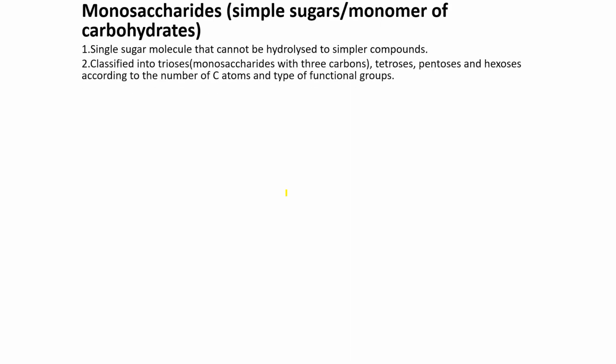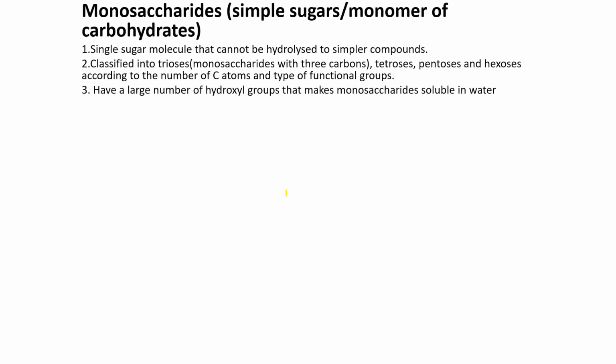Classified into trioses, meaning trioses are monosaccharides with 3 carbons. Now trioses have another word for this: triose sugar. So trioses or triose sugar gives the same meaning. Alright. Now monosaccharides with 4 carbons are known as tetroses. And then we have pentoses, hexoses, and so on, according to the number of carbon atoms and type of functional groups.